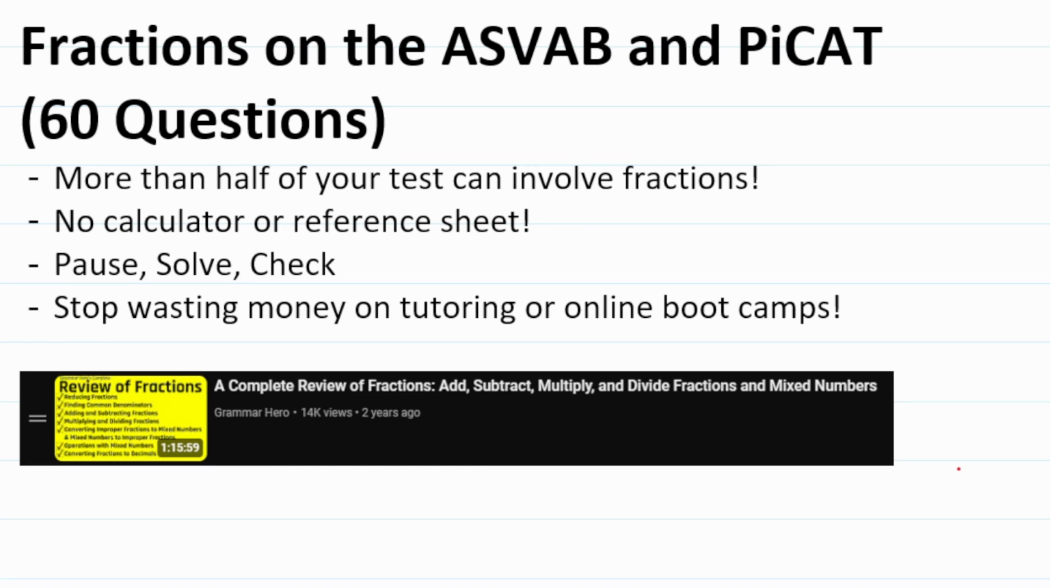Similarly, I want to mention this very quickly. Please stop wasting money on tutoring or access to online boot camps. Truth be told, the vast majority of you are smart enough to pass this very simple test on your first try, as long as you spend a few days to a month studying for it. And likewise, all the resources you need to study for this test are freely available on my channel already.